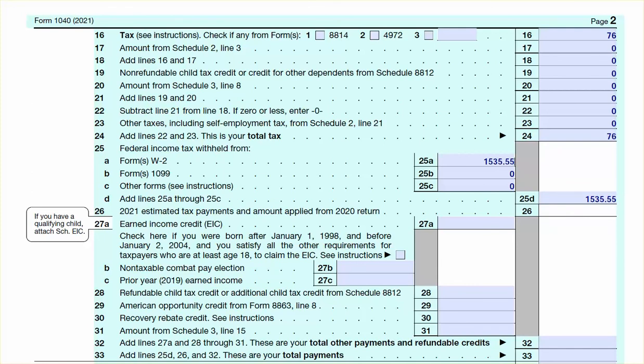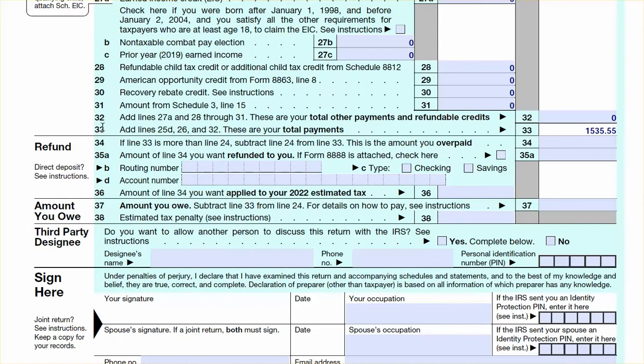In our situations, we're going to assume that our individuals don't qualify for any of these situations. They didn't have money carried over from previous years. They don't have a child. They don't have combat pay. So we're going to enter 0 for lines 26 through 32. Then the sum of lines 25D, 26, and 32 are the total amount we paid. In our situation, all we've paid is what was withheld on our W-2. So in line 33, we can find that the total amount we paid was $1,535.55.